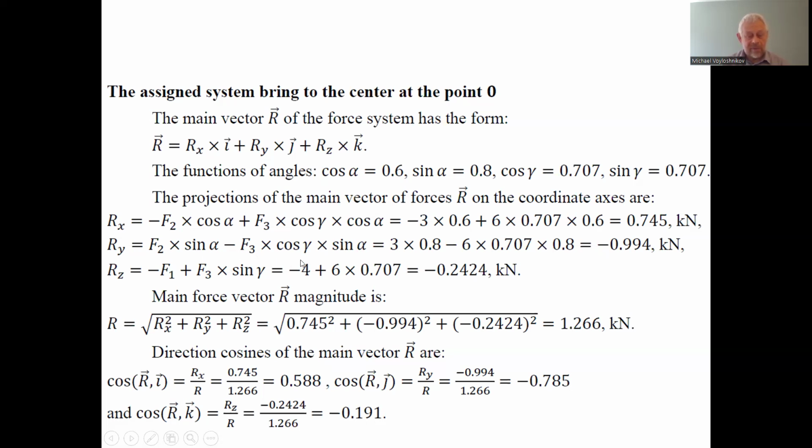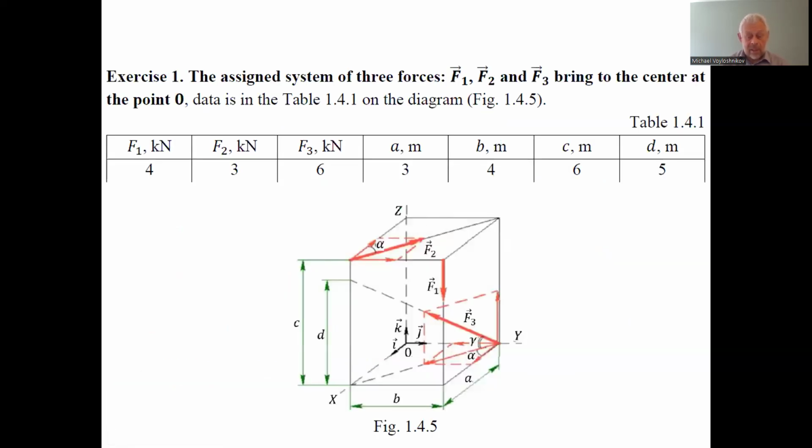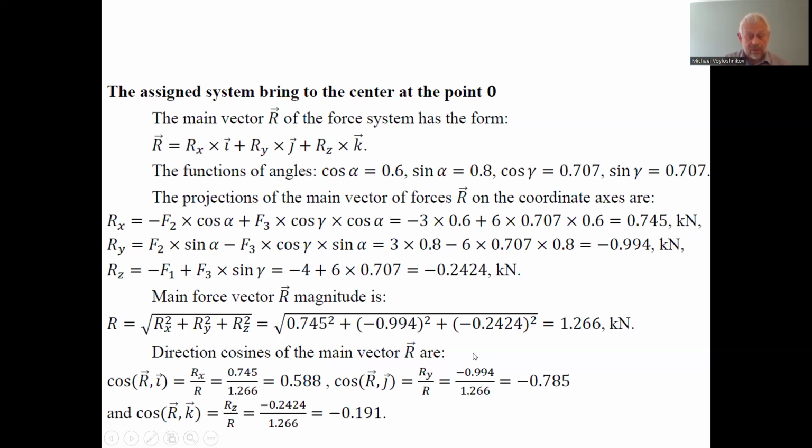First we project F3 on the horizontal plane by cosine gamma. Next we project these two on the sine alpha to find the projection of F3 on the axis parallel to the x-axis.